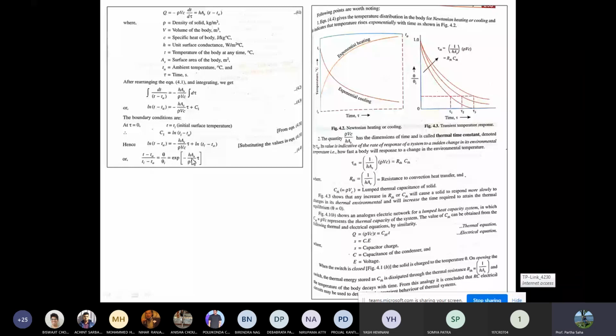This is a very useful expression. We are going to see that this expression is useful while solving various numericals. Now this can also be given by theta over theta_i, which I will come to later.